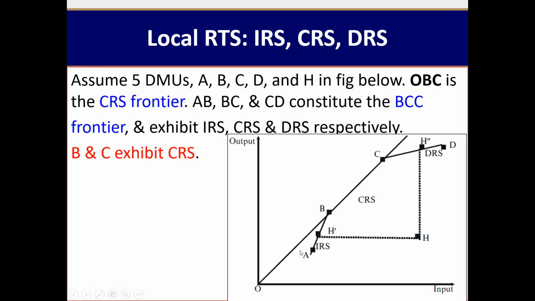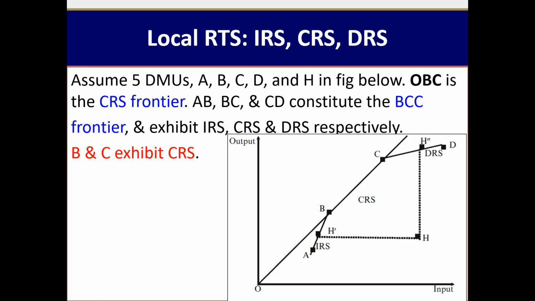If you look at these 5 DMUs, A, B, C, D, and then H. The H, you have it in 3 corners. You have H prime, and you have H double prime. Look at it carefully. Assume 5 DMUs A, B, C, D, E, and H in the figure. If you look at the line OBC, OBC is a constant returns to scale frontier. We've already established that. And then the variable returns to scale frontier is AB, BC, and CD. That is a BCC frontier.